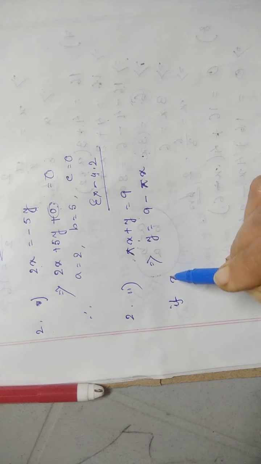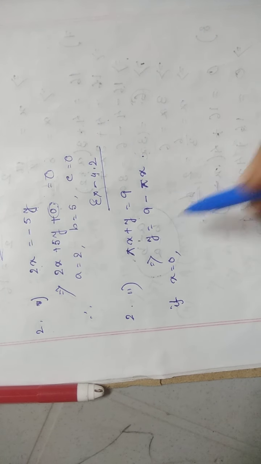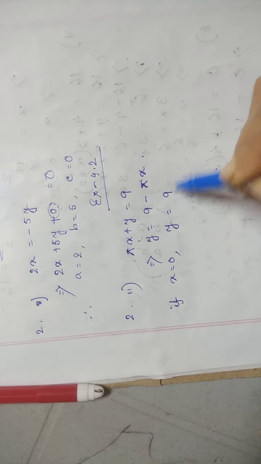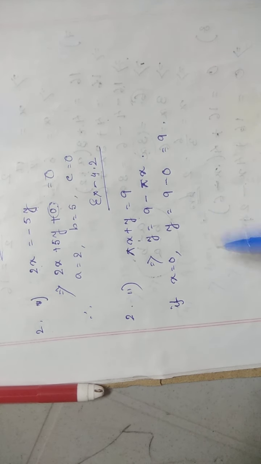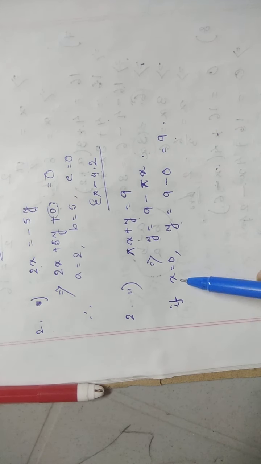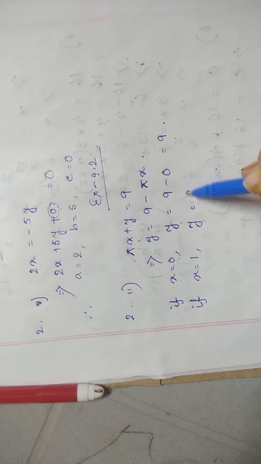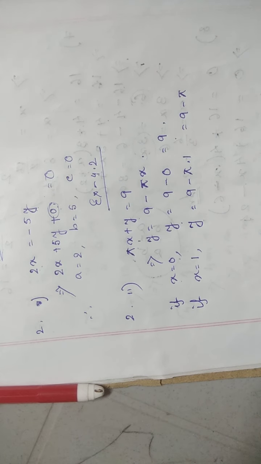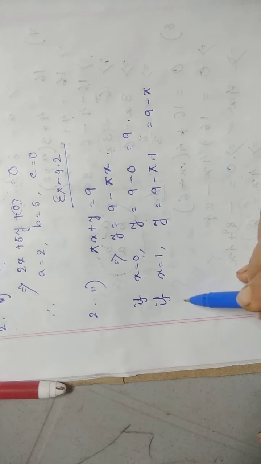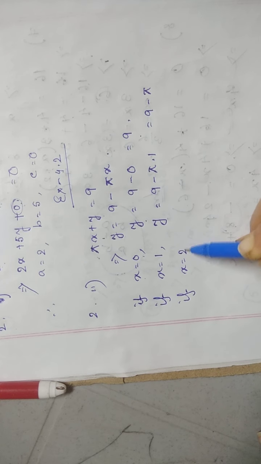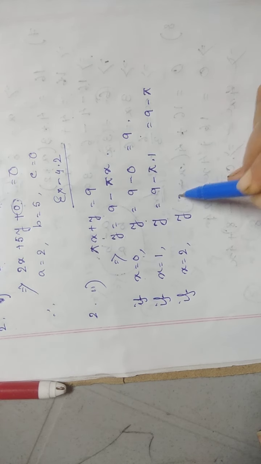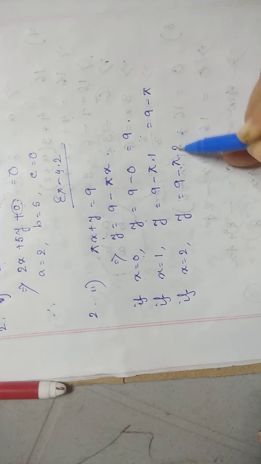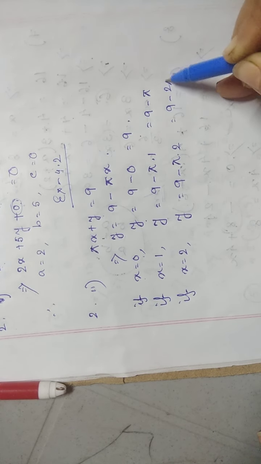If x is equal to 0, then y equal to 9 minus 0 equal to 9. That means y equal to 9, if you put x is equal to 0. If x is equal to 1. Y equal to 9 minus pi into 1. That is 9 minus pi. Clear? If x is equal to 2. Y equal to 9 minus pi into 2. That is 9 minus twice pi.